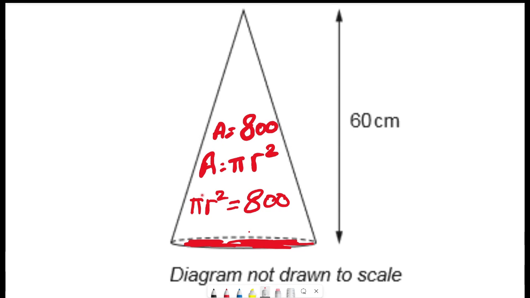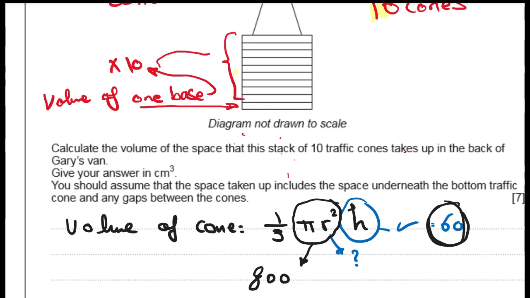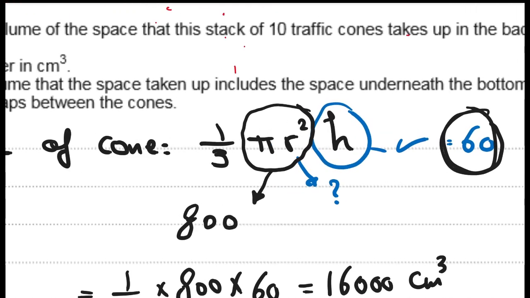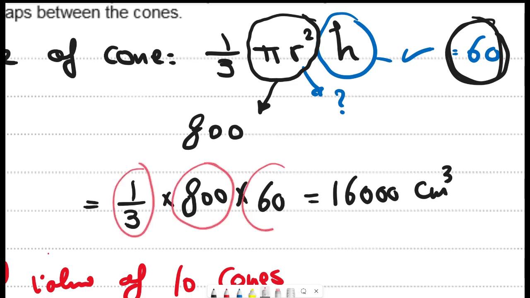How to do this? This is pi r squared, which is the area, equal to 800 centimeters squared. So remember, pi r squared equals 800. Look at the equation of the volume here. Can you see? It is the area of the circle, pi r squared. So we don't need to rearrange or get the value of r. We just substitute pi r squared, which equals 800. We just replace it by 800 here. In this case, it will be quite an easy and straightforward process. It's 1/3 times 800 times 60 to get the volume of the cone itself.